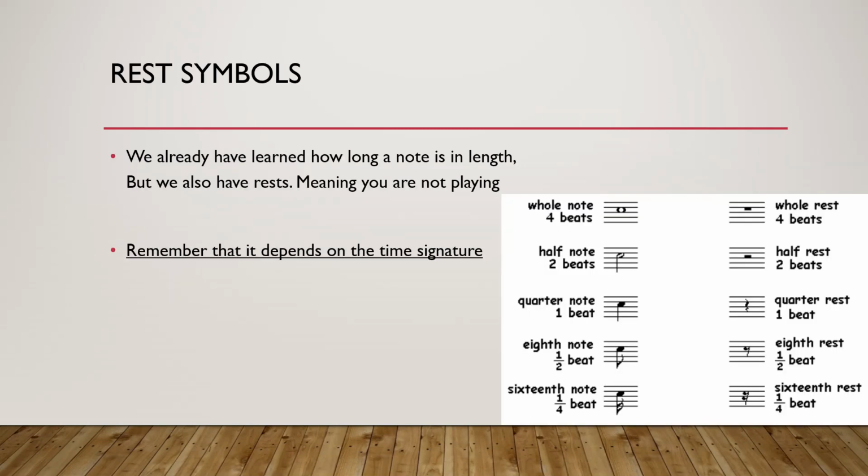So first, rest symbols. We already have learned how long a note is in length, but we also have rests, meaning you're not playing. When we are in a full orchestra, not all instruments are playing together. And here we have the rest symbols. A whole note rest is a stripe. Half note rest is also a stripe, but notice that for 4 beats it is below a line, a half rest is above a line.